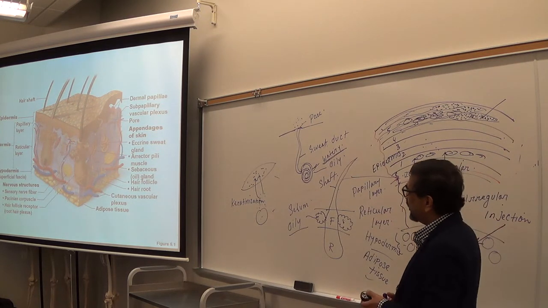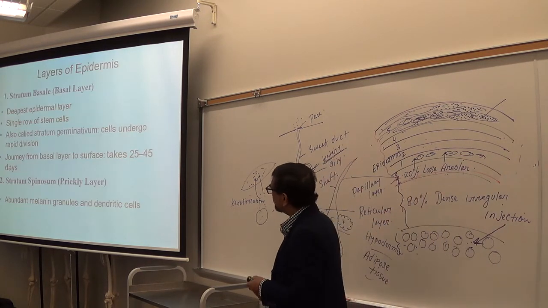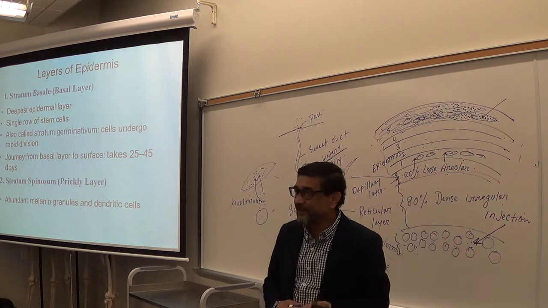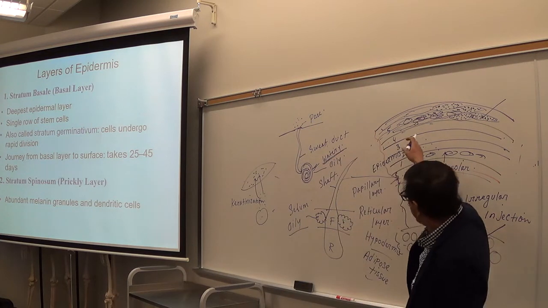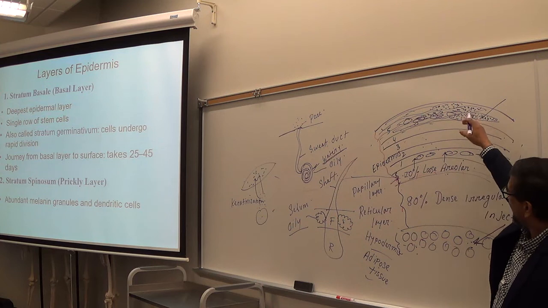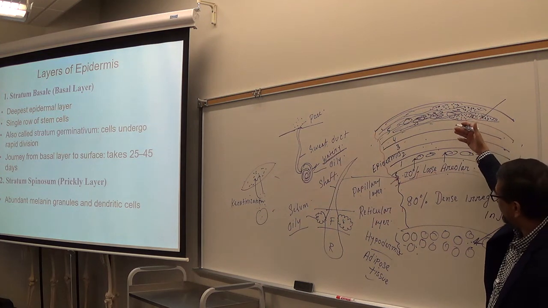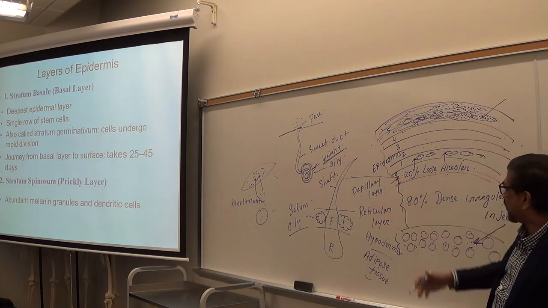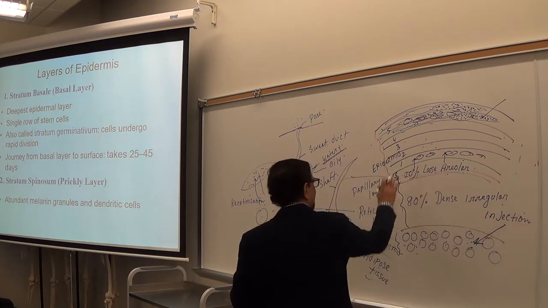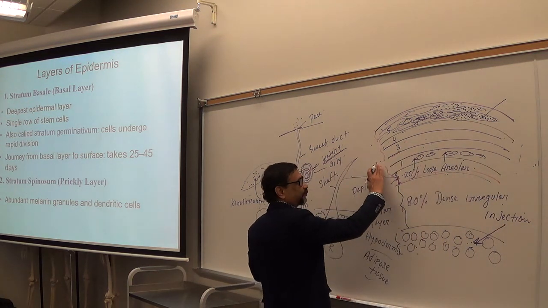Anyway, so those are the structures. Now we'll see the layers of the epidermis. I said that thick skin epidermis has 5, thin skin has 4. So what are those layers? Okay, let's go over that.